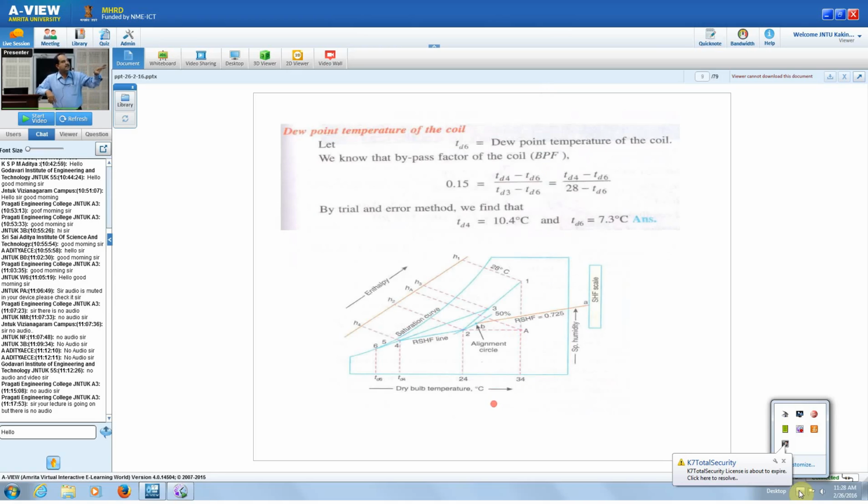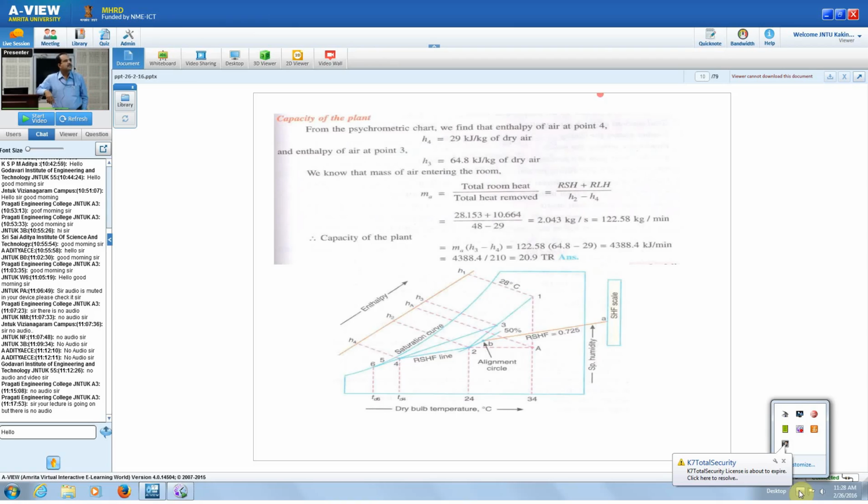So on the psychrometric chart, TD4 will give 10.4 degrees centigrade and TD6 will give 7.3 degrees centigrade. I think the figure is not visible clearly. Okay, next slide. Yeah, so that is the dew point temperature, TD6.